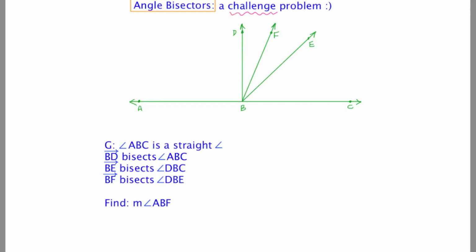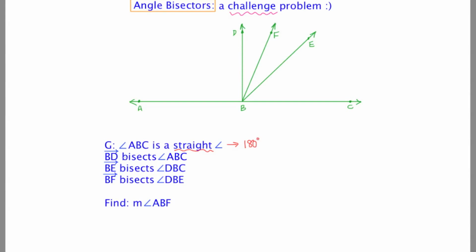Okay guys, I hope you had a few minutes to check out the problem and maybe come up with an answer. We'll take the givens one at a time. The first is that angle ABC is a straight angle. Well, a straight angle reveals something about angle ABC. If this is a straight angle, that has a meaning, and the meaning is that it has 180 degrees.